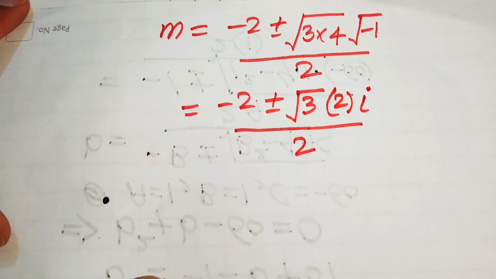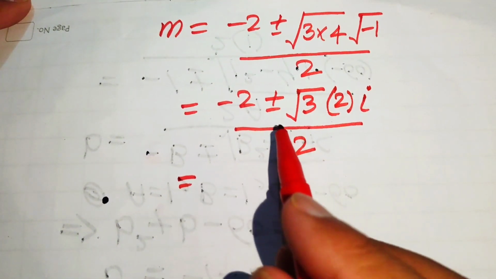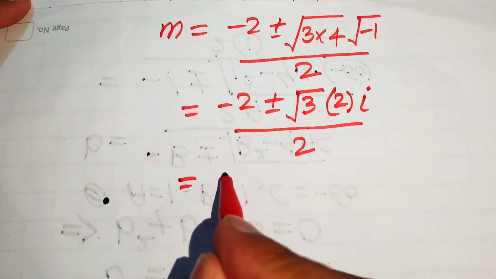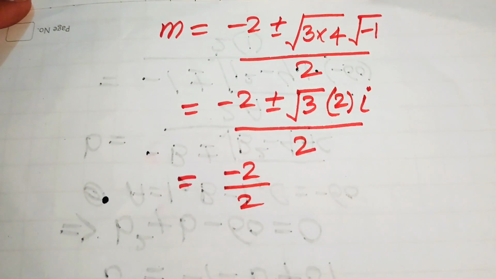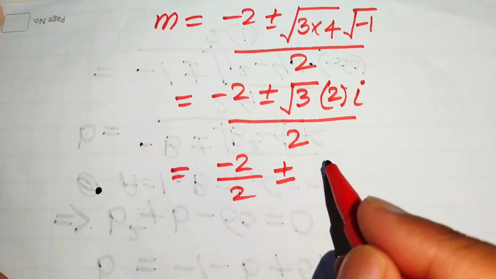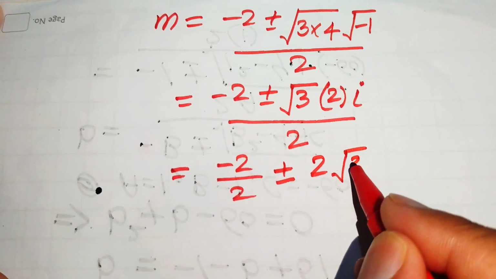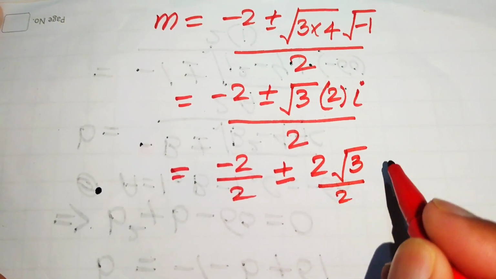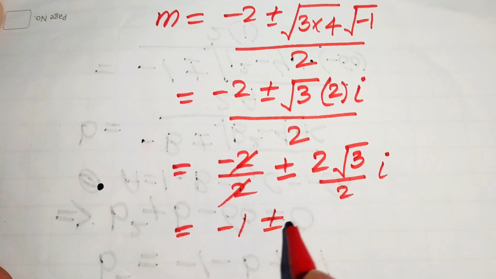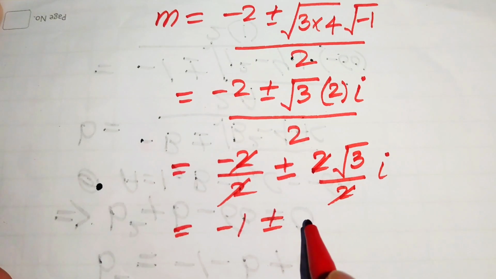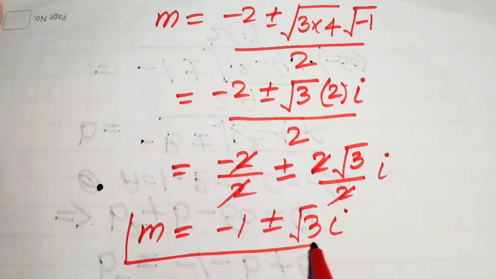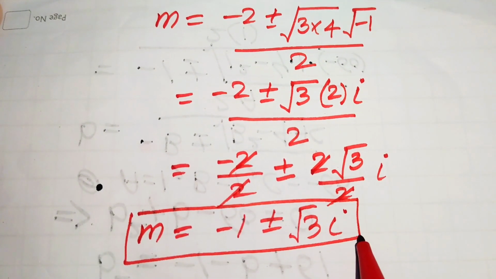And now in the next step, we break this fraction. When we break it, it will be written as minus 2 over 2, and after that we have plus minus, and now we separate this term, and it will be written as 2 times square root of 3 divided by 2 into iota. Here we cancel this term, and we have minus 1 plus minus, this 2 is cancelled by this 2, and we have square root of 3 into iota. So these are the other two complex roots of the given equation.